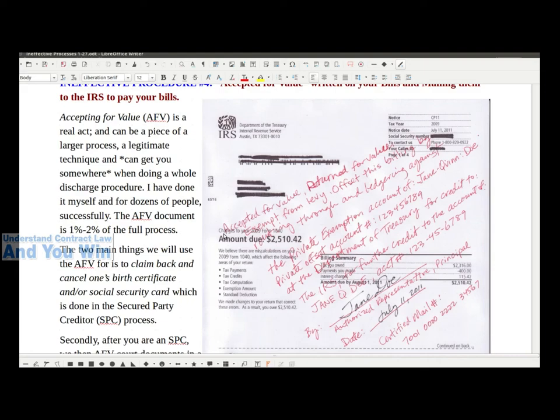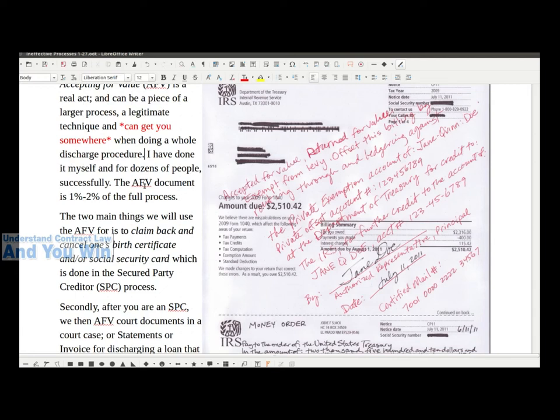So this is what we have to say about this. Accepting for value is a real act and can be a piece of a larger process, a legitimate technique, and can get you somewhere when doing a whole discharge procedure. It's part of the whole procedure. I have done it myself and for dozens of people successfully. The A for V document is only 1 to 2% of the actual complete discharge process.